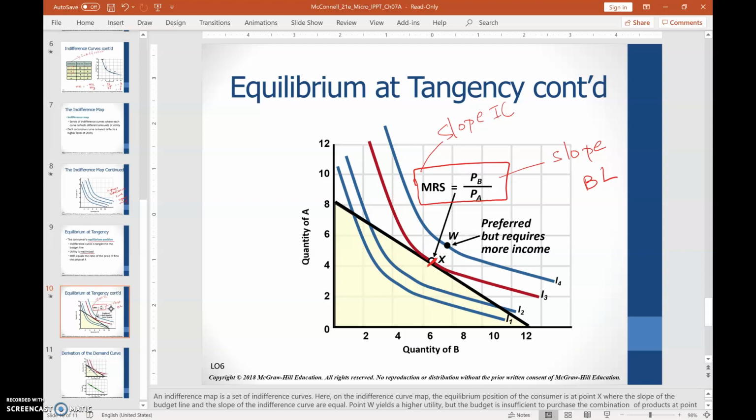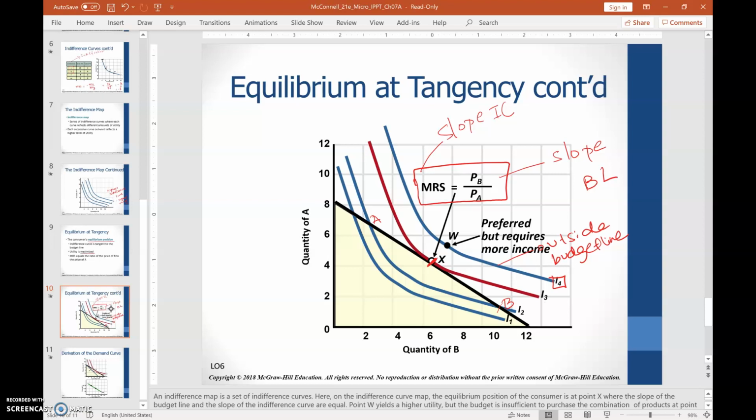But I know indifference curve I4 is preferred to indifference curve I3, but because this is outside the budget line, anywhere along this indifference curve I4 is not affordable. Okay, we can be at point X, or we can be at point A and point B. However, point X is preferred to points A and B.